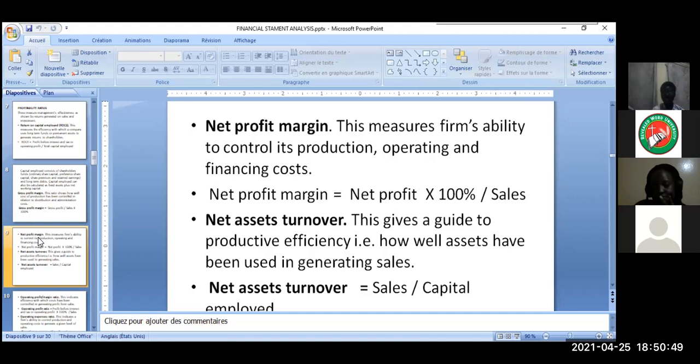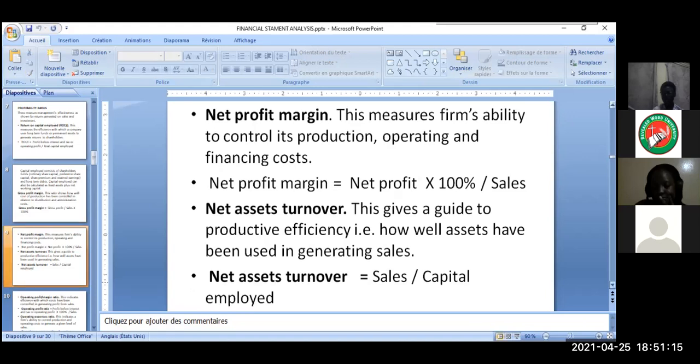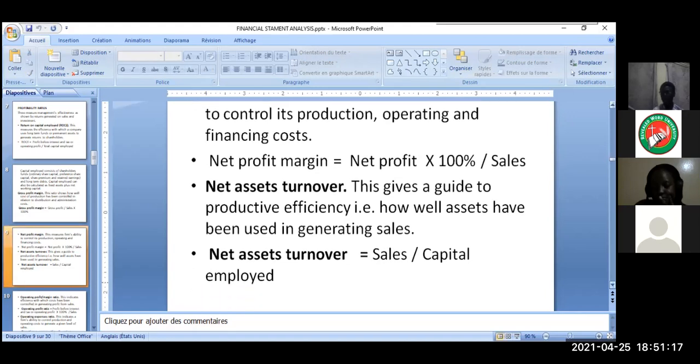Net assets turnover, this is another way under profitability. This gives a guideline to productivity efficiency, how we are being efficient in production, how well assets have been used in generating sales. How do we calculate net assets turnover? We take sales over capital employed.